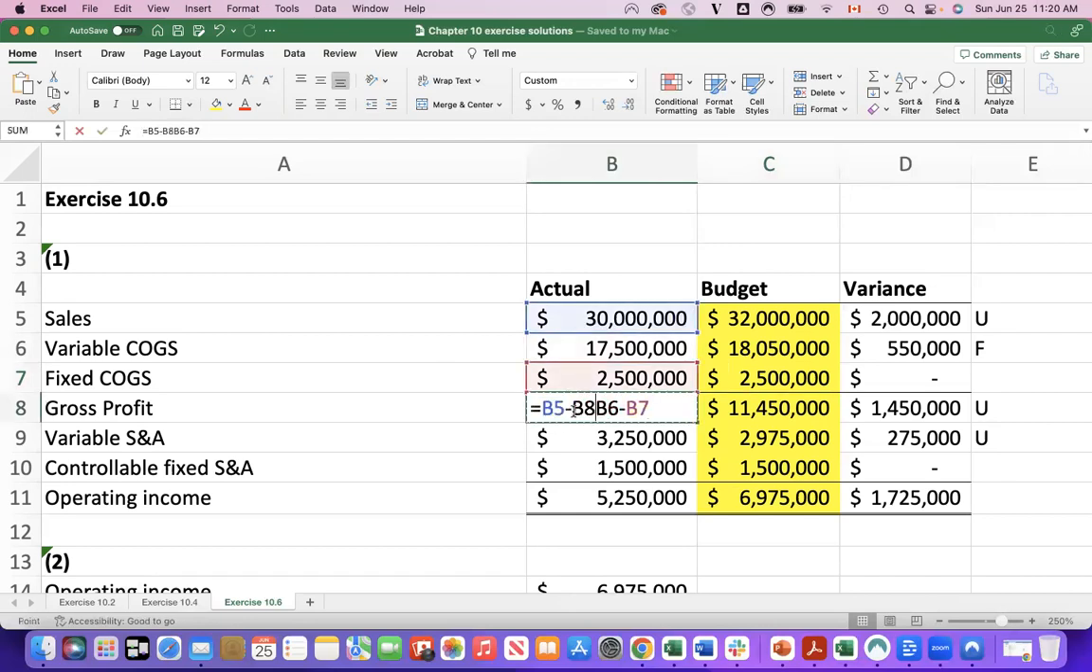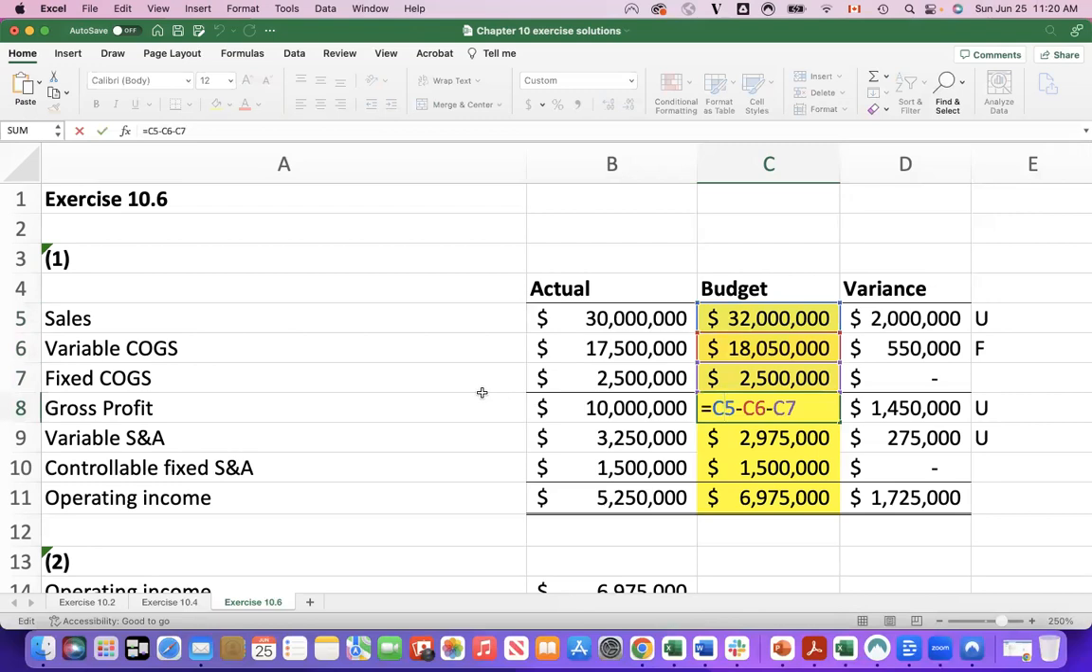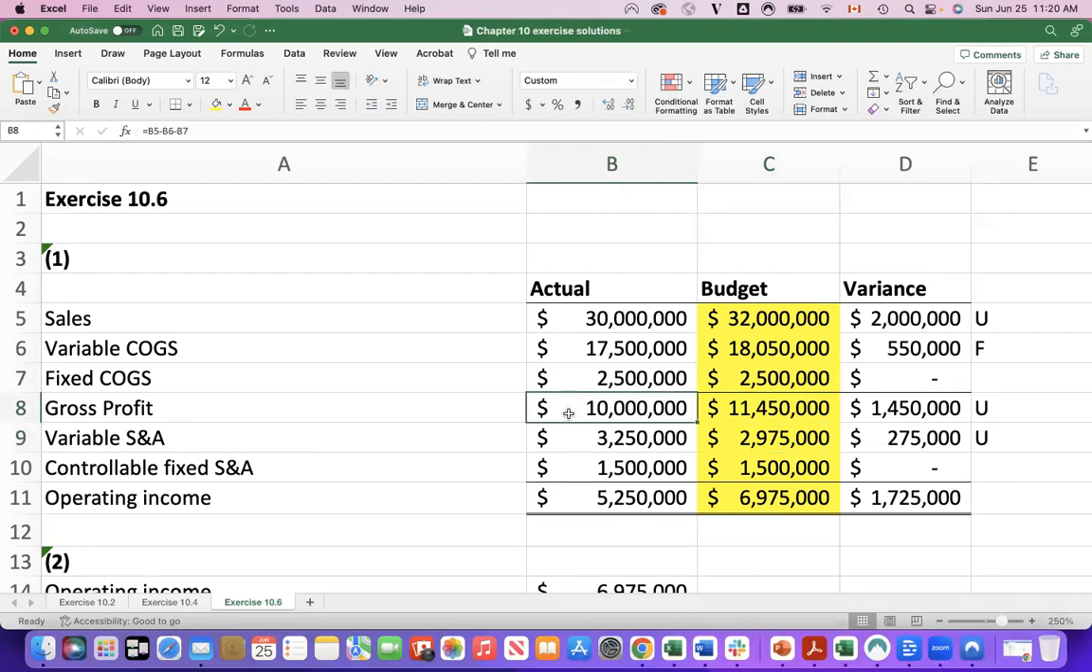Gross profit, how we calculate it, is simply sales minus cost of goods sold, both the variable and the fixed component. So our actual gross profit was 10 million. Based off of our estimates, we would have expected gross profit of a little bit more, 11,450,000. So the difference between those two, remember, profit is similar to revenue. If actual is less than budgeted, that variance of 1.45 million, we're going to label as an unfavorable variance because we came in under budget in this case, which is a negative.